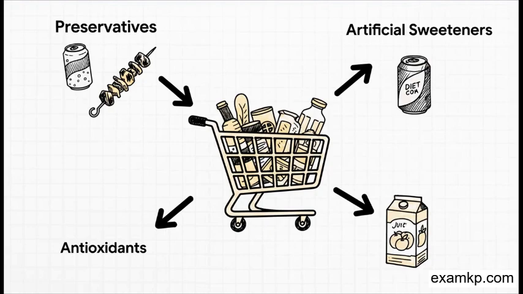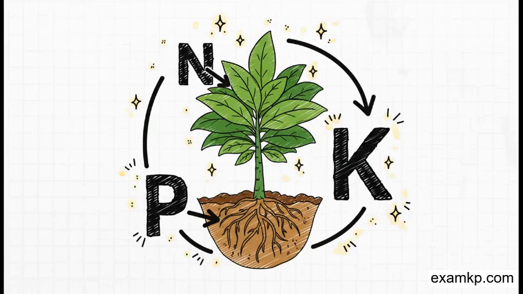Now let's move from our plate to the farm. For crops to grow big and healthy, we use fertilizers. And the most important ones are NPK fertilizers. Here is a super easy way to remember what they do. Think of it like this.